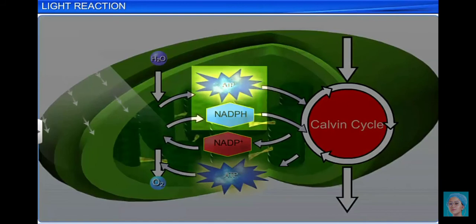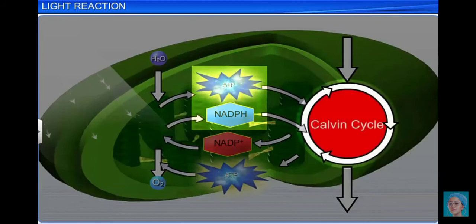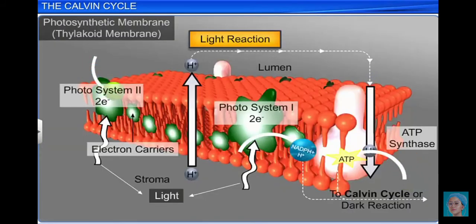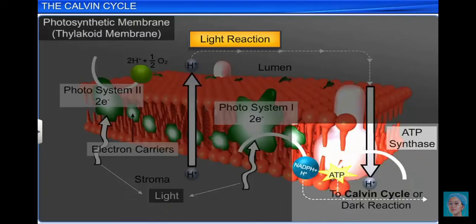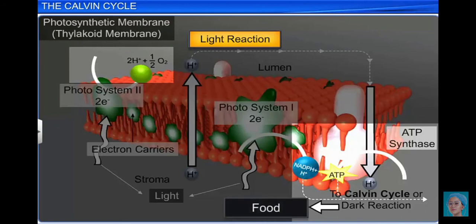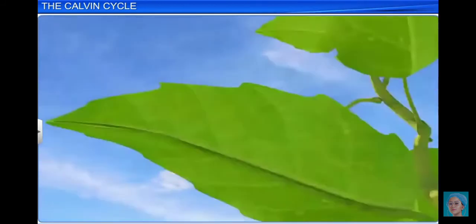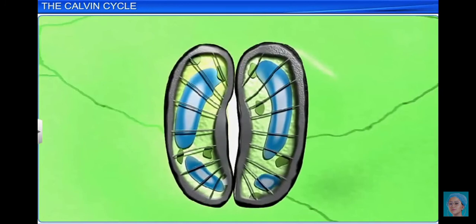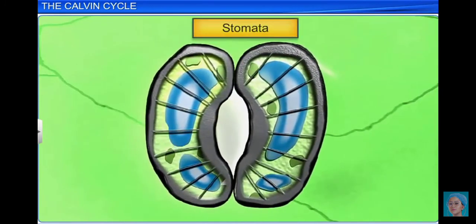Next, the NADPH and ATP produced by the movement of electrons are used in the Calvin cycle. So far, you learned that the light reaction results in the formation of ATP, NADPH, and oxygen molecules. Now let's see how plants utilize these molecules to prepare food through the Calvin cycle. Oxygen, released during photosynthesis, is released into the atmosphere through stomata present on the leaves.